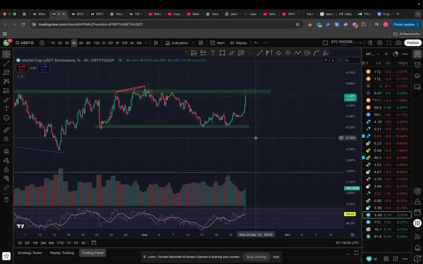chart. So obviously this is inversely correlated with BTC. If this is going up, BTC is going down. If this is going down, BTC is going up.